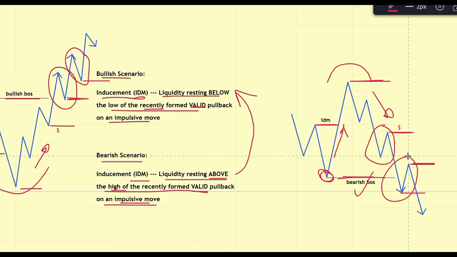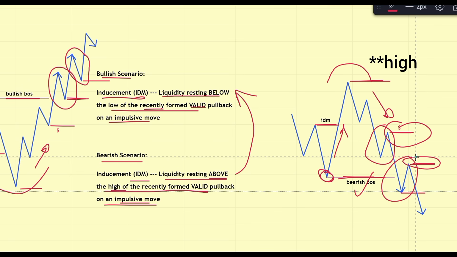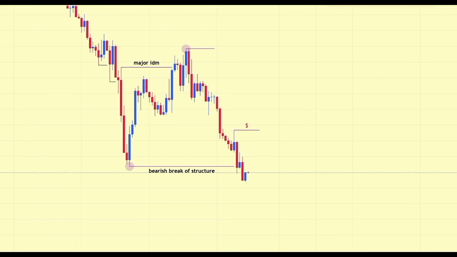So this here is the major inducement, and this one here is not the inducement because it is not the low of the recently formed valid pullback. But this one here is the low of the recently formed valid pullback on that impulsive move. And the liquidity resting above this high is what we call the major inducement because it occurred after the bearish break of structure. And so let's have a real quick chart example.